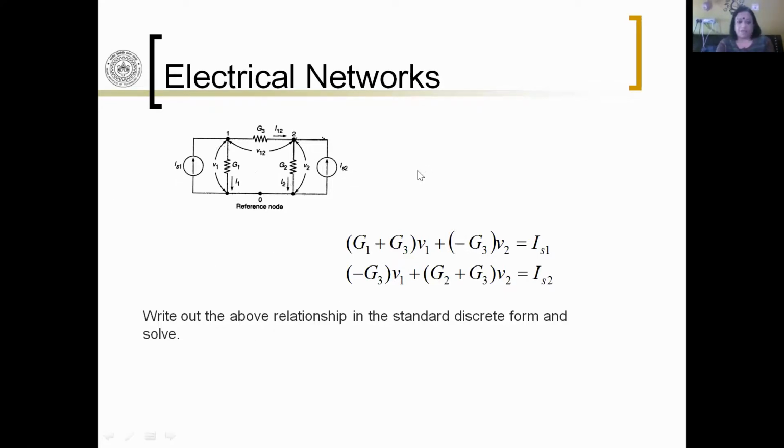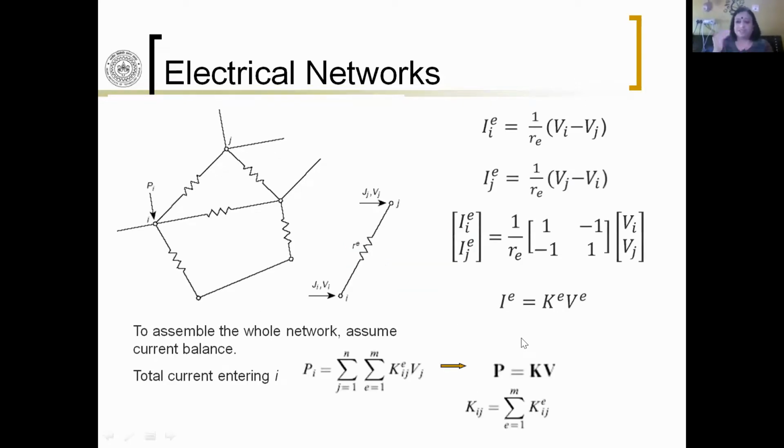This is an arbitrary circuit. I want you to write out a relationship for this circuit in the standard discrete form and solve it. So you can choose values of G1, G2, etc., I1, I2, whatever values are necessary. You can assume the minimum number of given conditions, and you can solve it, but it has to be solved using this method. So the steps are important.